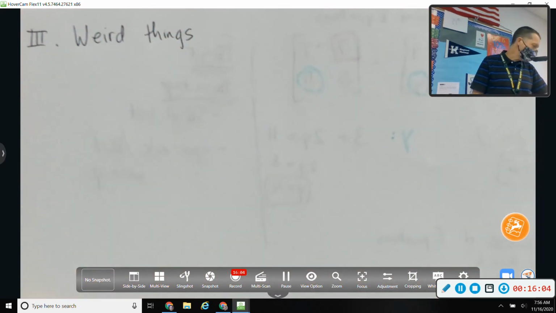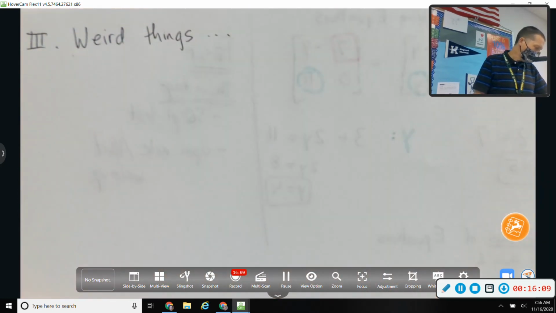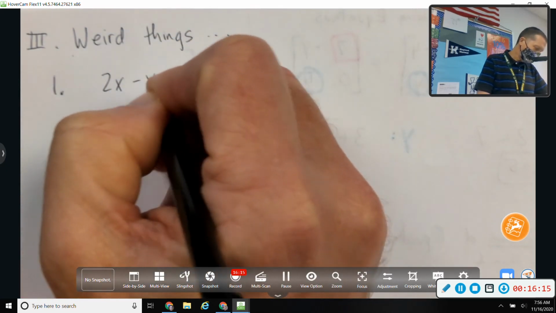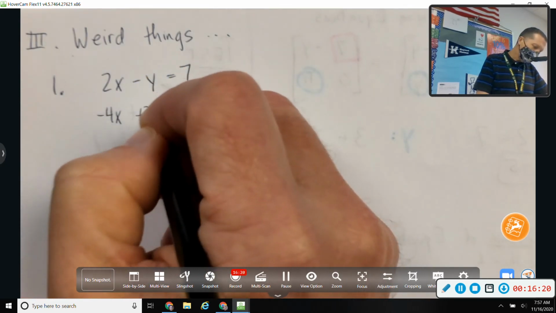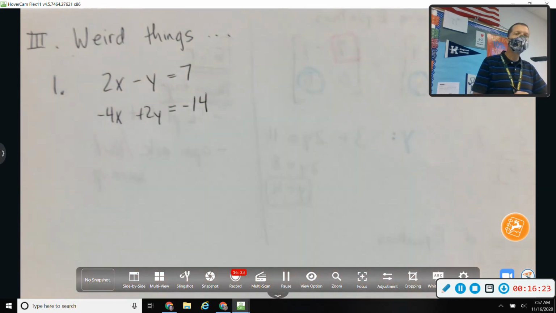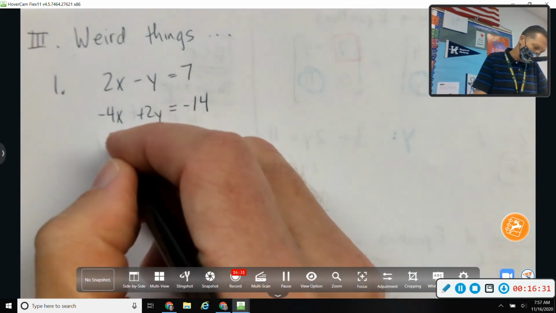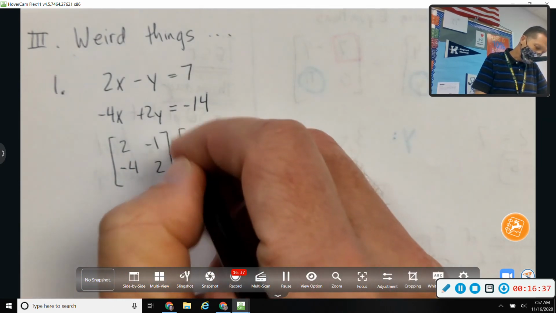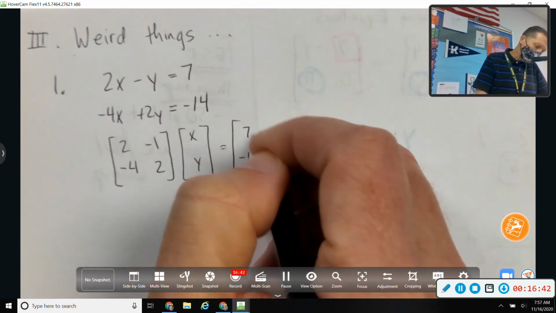Weird things can happen with matrices. So let's try 2x minus y equals 7 and negative 4x plus 2y equals negative 14. Now, we know this one's weird because it's in the weird things category, but generally speaking, we're not going to know ahead of time if it's a weird one or not. So we're just going to work the problem like normal and see what happens. So we'll know when we've got a weird situation here.